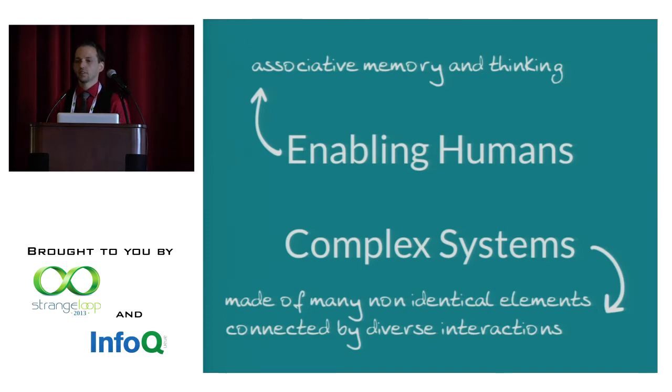A complex system, and I copied that out of a textbook, is made out of many non-identical elements connected by diverse interactions. Now, I think the important part here is many. So you have many elements and interactions. You have many elements that interact with one another.